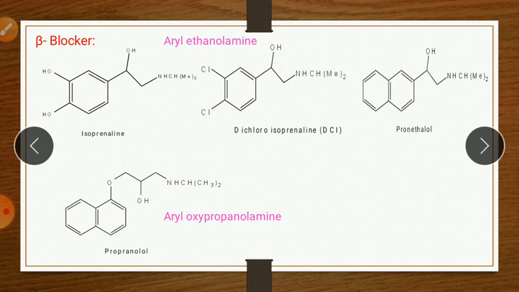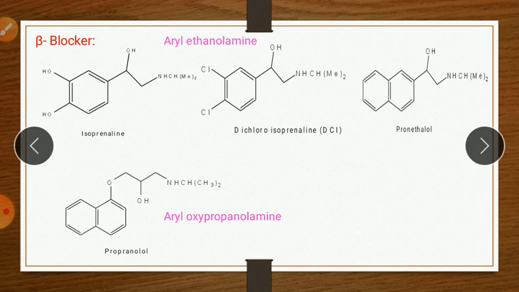So here all these drugs are called aryl ethanolamines. Aryl means aromatic ring, ethanol means 2 carbon with hydroxyl group, and amine means NH2 group. So these three are generally called aryl ethanolamines, while propranolol is called an aryl oxypropanolamine. Here oxygen is there, therefore aryl oxypropanolamine. So aryl oxypropanolamine derivatives are more potent than aryl ethanolamines as beta blockers. So this is the development of propranolol.